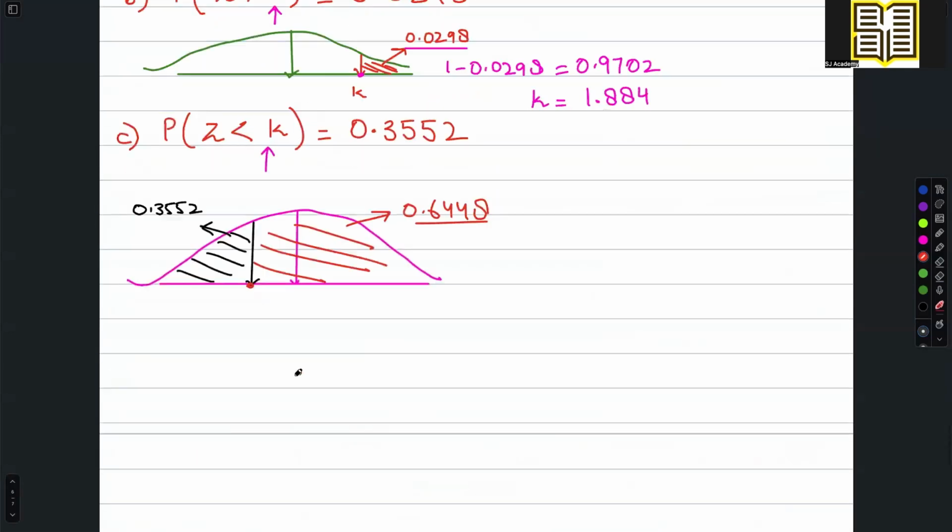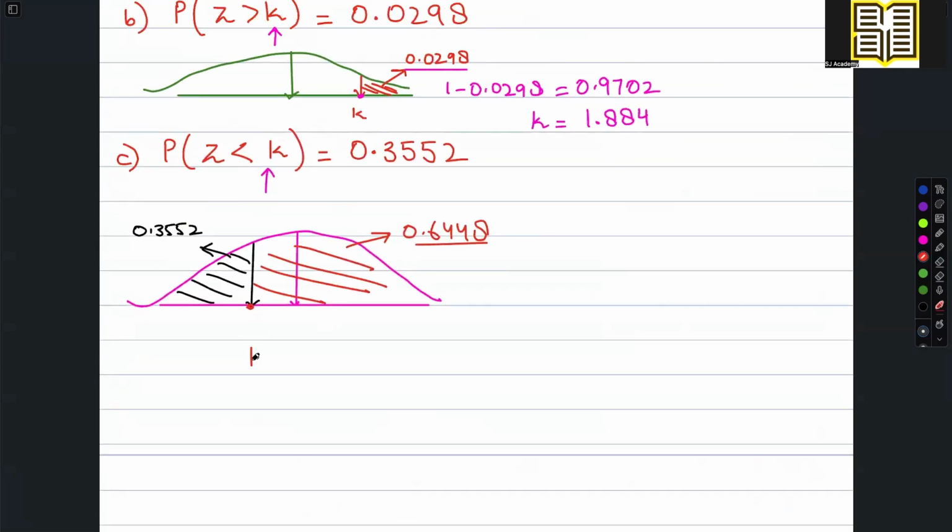And as we already knew that this value will be negative, the value of k will be negative 0.371.